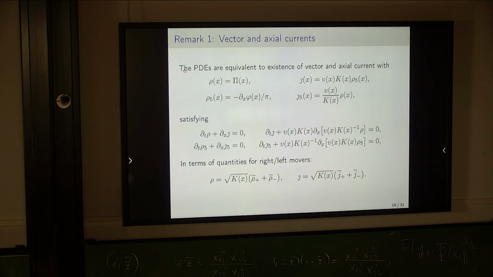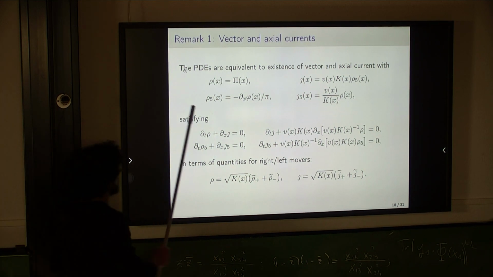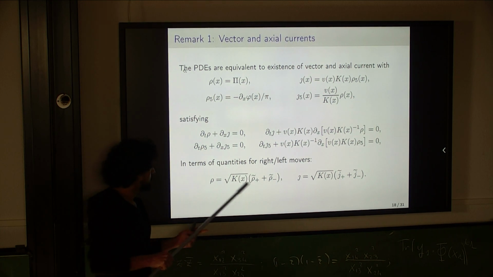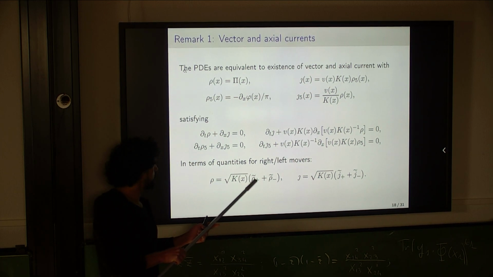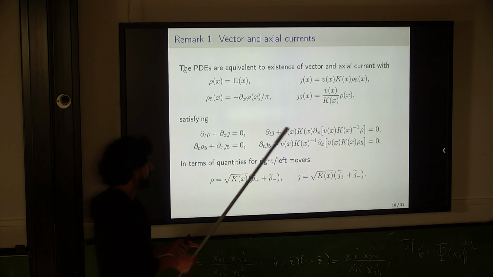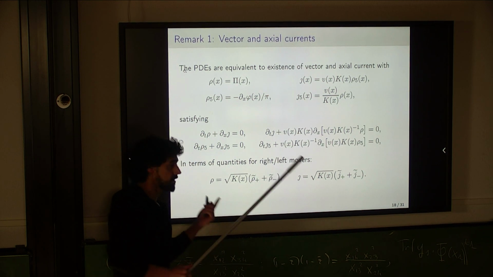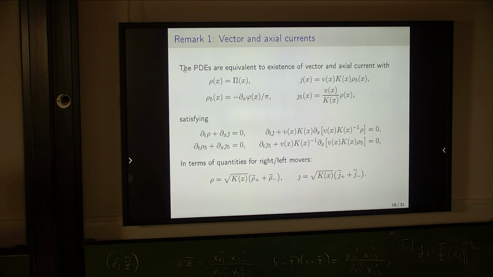So just two comments. One is that these PDEs I wrote down correspond to having two conserved quantities in this model, or two conserved currents, a vector current and an axial current. So the corresponding densities are rho and j, and rho 5 and j 5. And you can show that the density, for instance, which I introduced because we'll study the current later, rho, you can get as some combination of rho tilde plus and rho tilde minus, so you get the total density, and the same for the current. So if you know how they evolve in time, then you can study the total evolution of density or total evolution of current in the system.